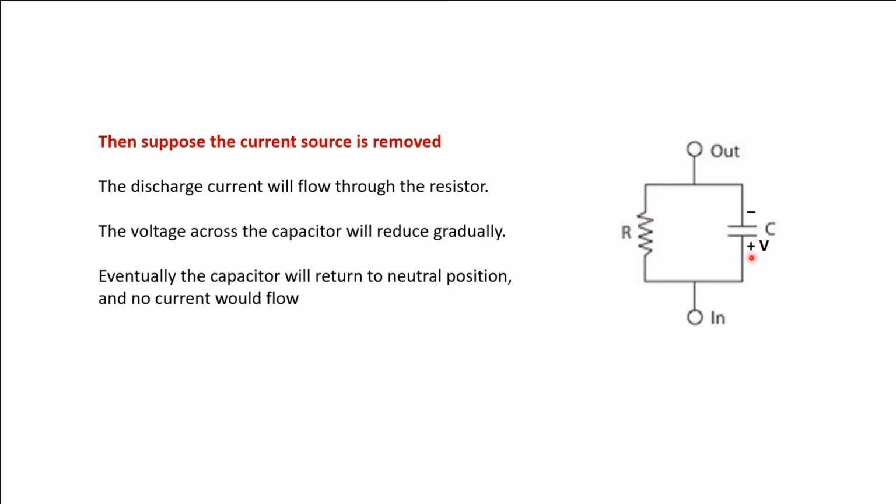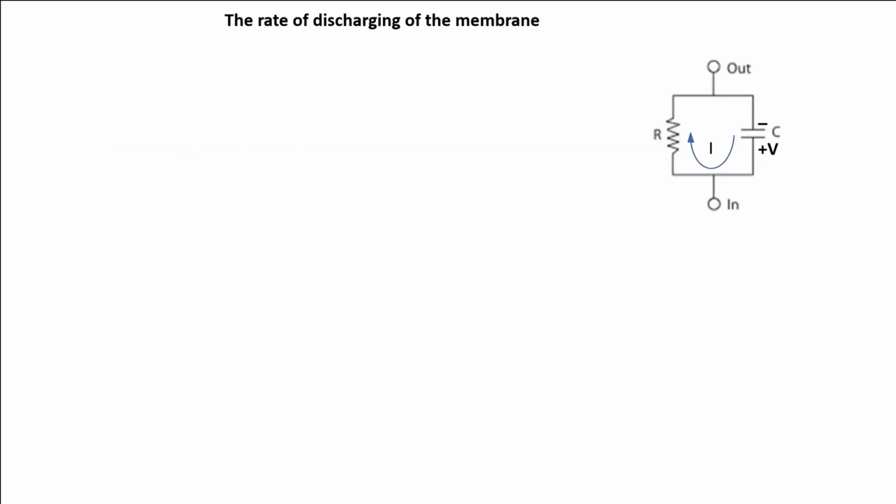And eventually when all of this charge has flown out, the capacitor will become fully discharged, so there will be no voltage left across the capacitor, and then the current across the resistor will also become zero. So in the steady state, the system will return to the baseline. So we have seen that if we apply a current source, we can charge the membrane, and if the current source is removed, then the membrane gets discharged.